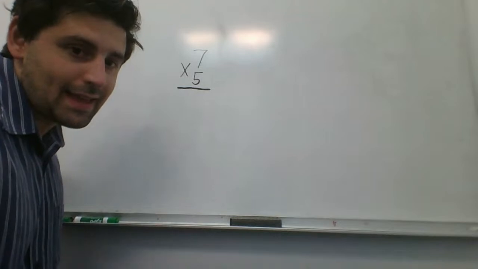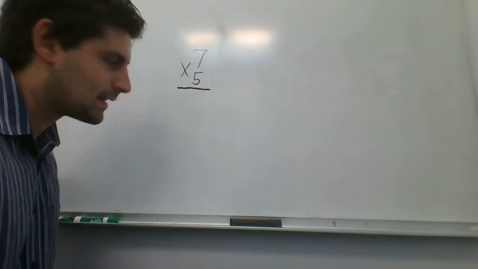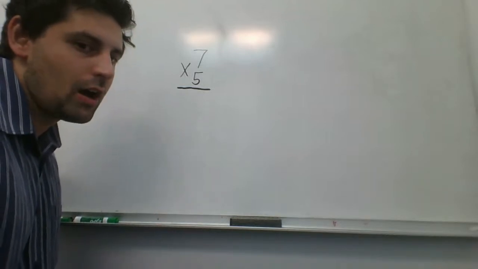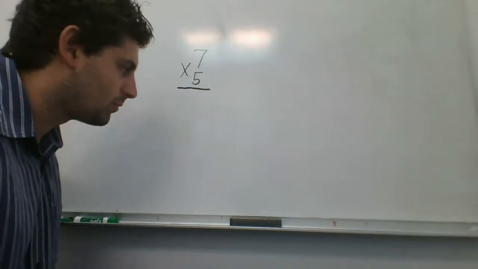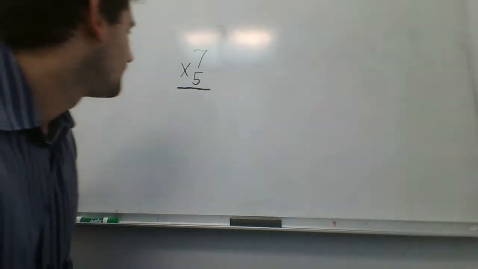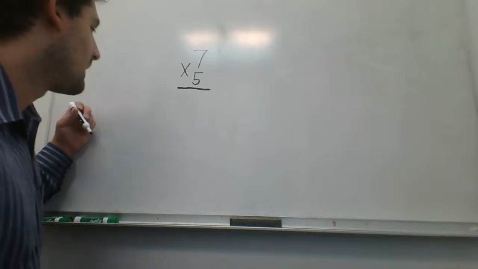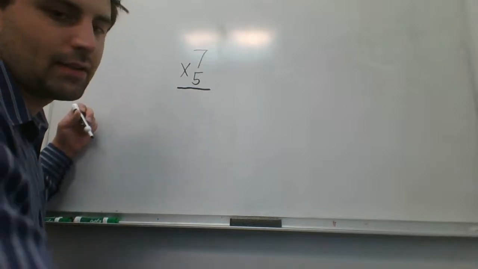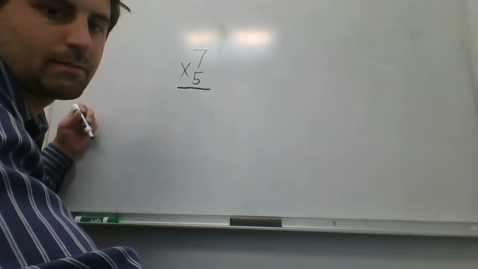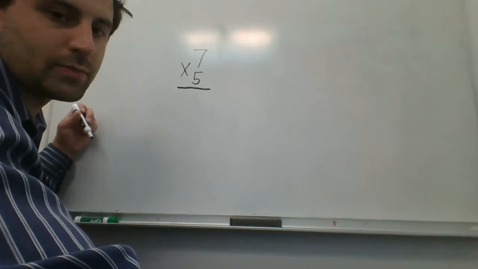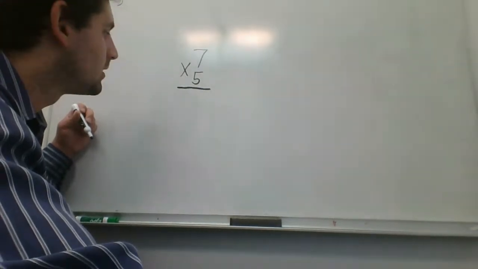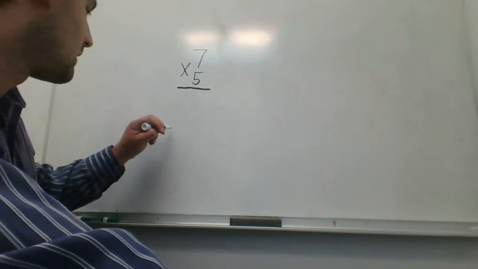Now I know that answer in my head, but let's say I did not know that answer in my head. A strategy I could do is I can make groups. So I'm going to make an array. I'm going to make 7 groups of 5. Or 5 groups of 7. I guess I'll go with 7 groups of 5.